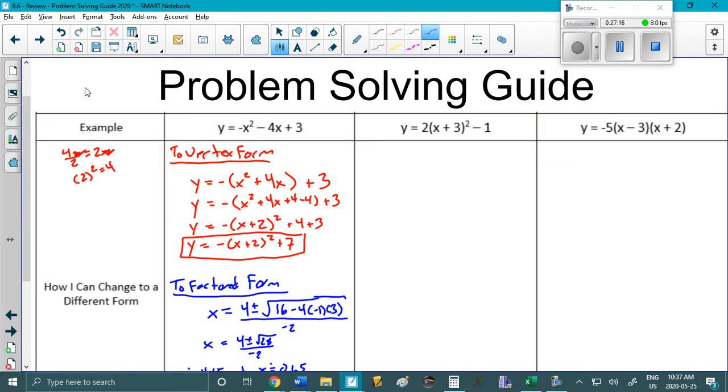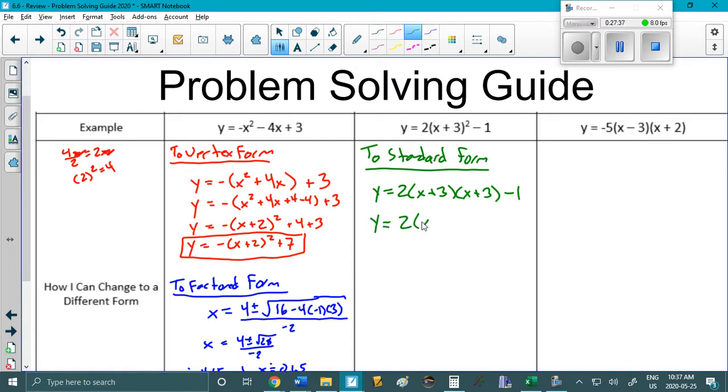Okay, next, vertex form. So first we will put it to standard form. And to put it to standard form, first we double up the brackets, and we get x squared plus 6x plus 9 minus 1. And then we get y equals 2x squared, I'm just multiplying through the brackets, and then plus 18 minus 1 is plus 17.